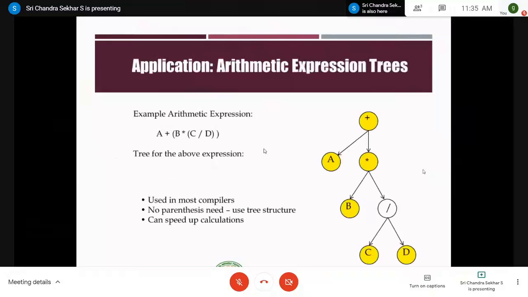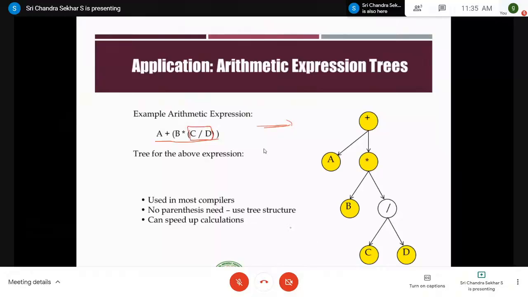This is an example arithmetic expression that is given. Here the arithmetic expression is a plus b star c by d. It is very simple to construct the expression tree. First of all, let me tell what are the different operators we have: plus, star and division. And out of these three, the innermost parenthesis should be evaluated first. Therefore, you have to give preference to c by d.